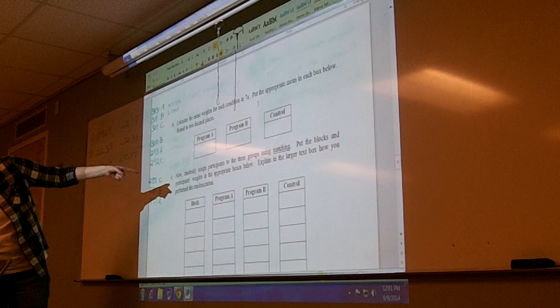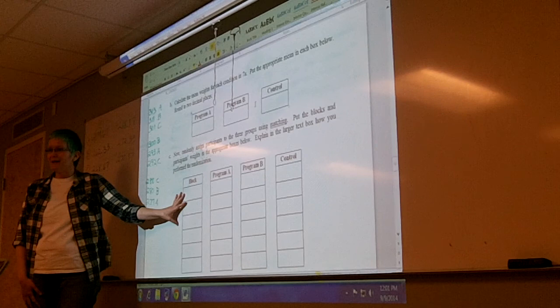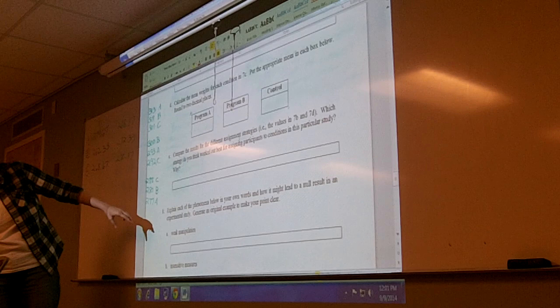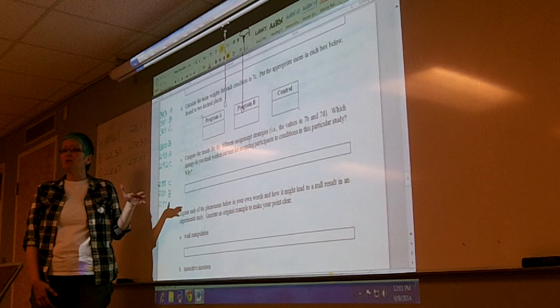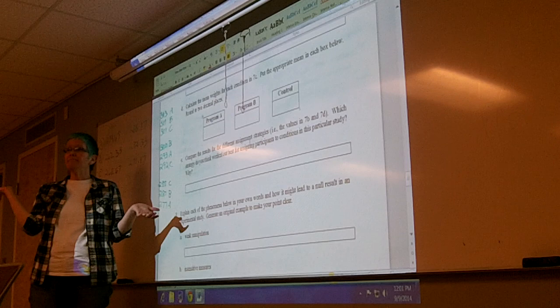All right, so then the next thing is put the weights in. So then you put in the average weights. Then I say, okay, do it again, now do it with matching. And explain what you did. Now put in the weights, okay? And then it says, compare the results for the different assignment strategies. Which one do you think worked best and why? And the correct answer, at least given the data we came up with, was matching worked better because it made the groups more similar from the beginning in terms of starting weight, which is important for a diet study. Done. Make sense? Everybody okay?